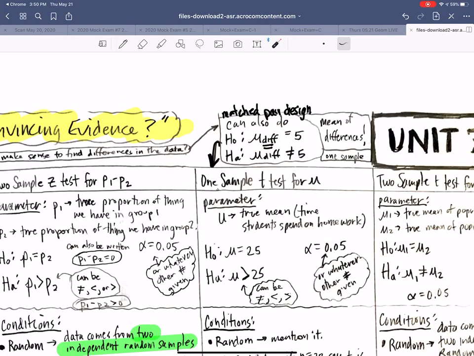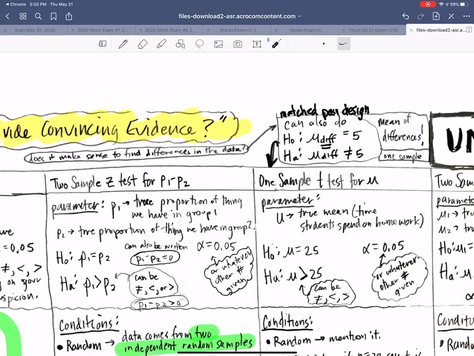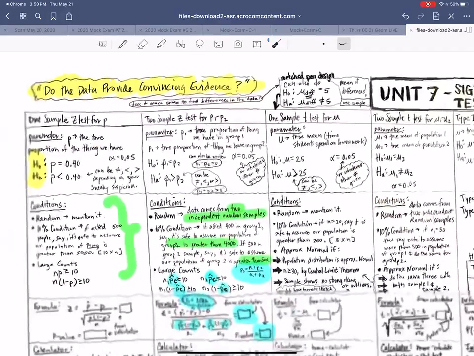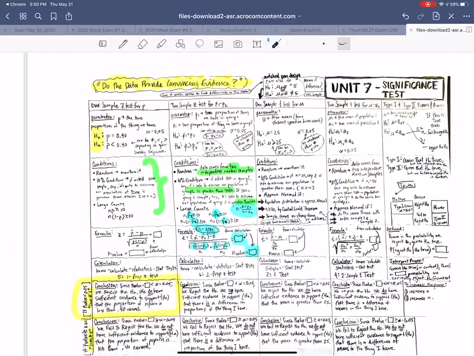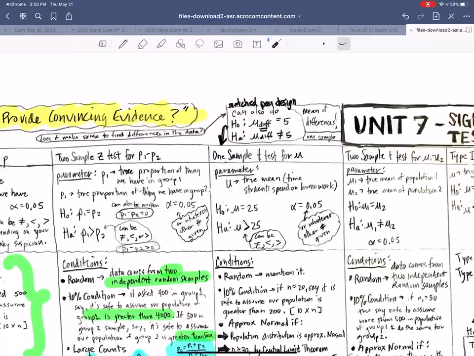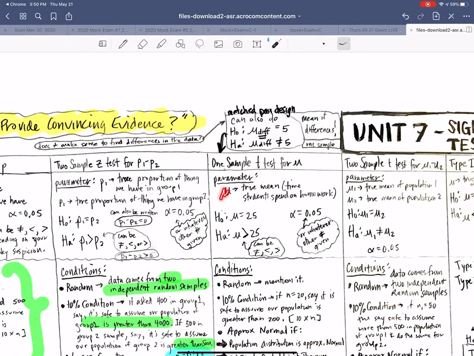So the reason why you would pick this is you say to yourself, does it make sense to find the differences in the data? Each data point, does it make sense to find the difference? And that's when I would use that. And if you're using that, you're going to use this entire column. You will still use it, even though it feels like you have two. So I would change my parameter to say the true mean difference.